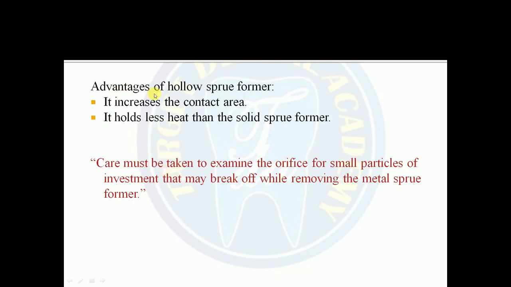What are the advantages of hollow sprue former? It increases the contact area. It holds less heat than the solid sprue former. In this, care must be taken to examine the orifice for small particles of the investment that may break off while removing the metal sprue former.